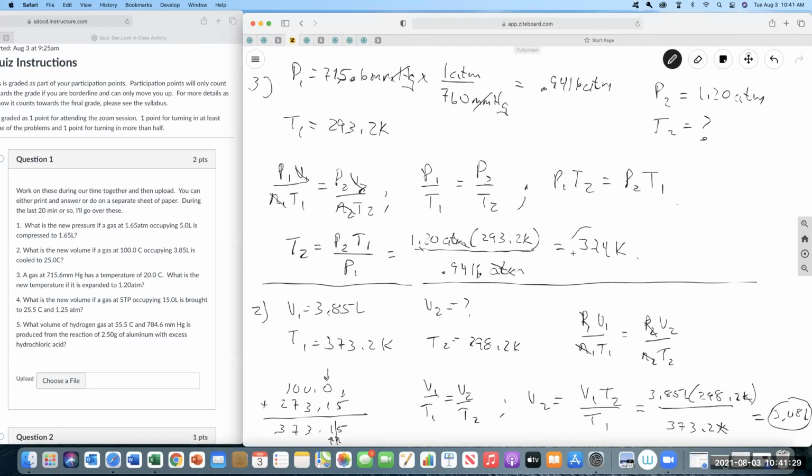Kelvin. Okay, you can leave it in Kelvin unless I specifically say Celsius. If you wanted to convert it to Celsius, subtract 273. So in Celsius, it would be 100. And remember, because of the sig figs, either one of those answers would be correct.